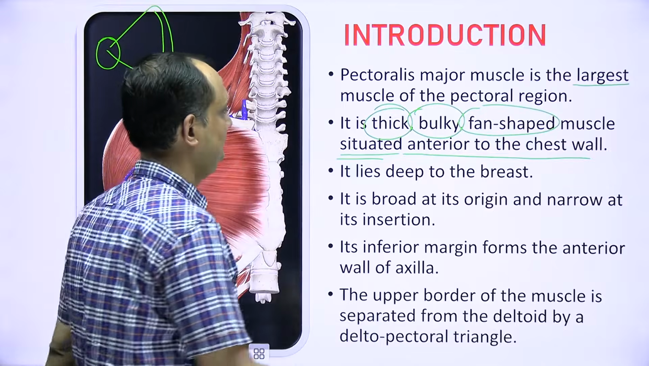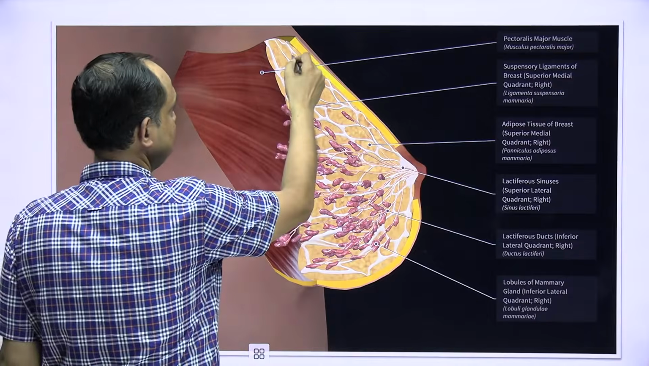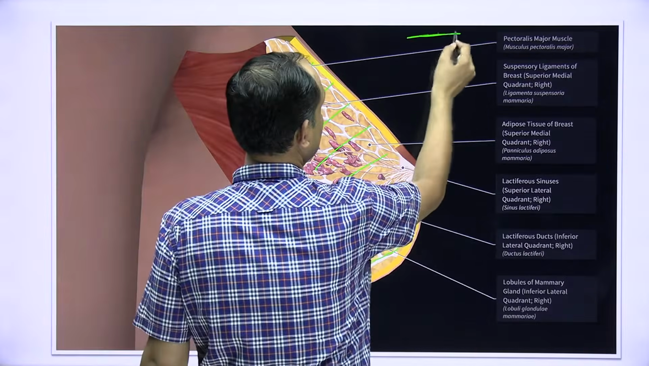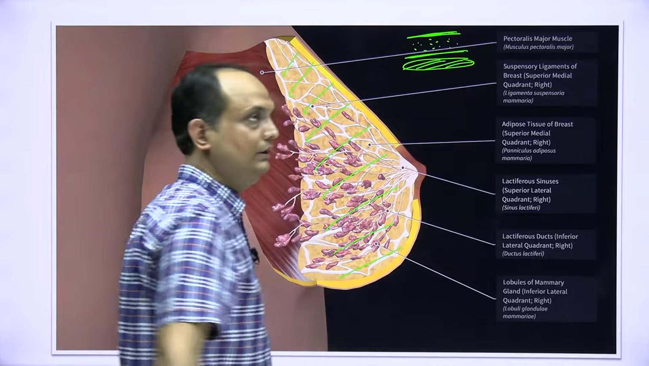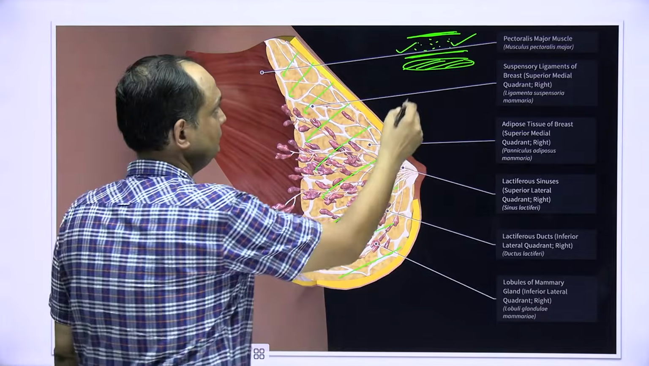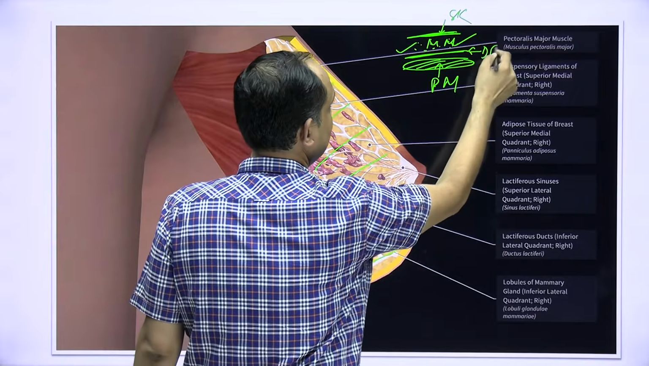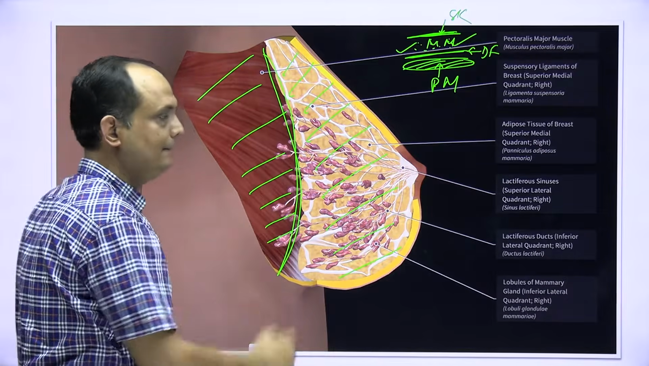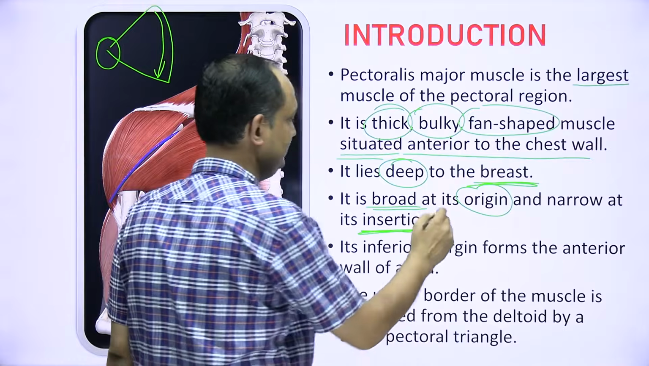The second thing is that it lies deep to the breast. Now when you see the breast in the case of a female, you know that the breast is situated in the superficial layer. You know the layers of the wall: you have the skin, below the skin you have the superficial fascia, then the deep fascia, and then the muscle. The mammary gland develops in the second layer, that is the superficial fascia. So this is your pectoralis major muscle, this is your mammary gland, here is the skin, and this is your deep fascia. In this diagram you can see that the pectoralis major muscle is forming the bed of the breast. Another important thing is that it has a broad origin and narrow insertion, which is why it is a fan shaped muscle.